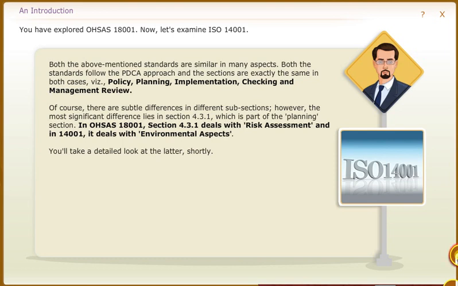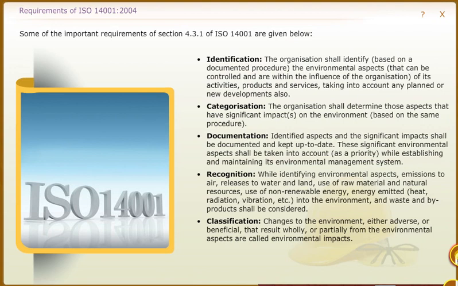However, the most significant difference lies in Section 4.3.1, which is part of the planning section. In OHSAS 18001, Section 4.3.1 deals with risk assessment, and in 14001, it deals with environmental aspects. You'll take a detailed look at the latter shortly. Some of the important requirements of Section 4.3.1 of ISO 14001 are given below.